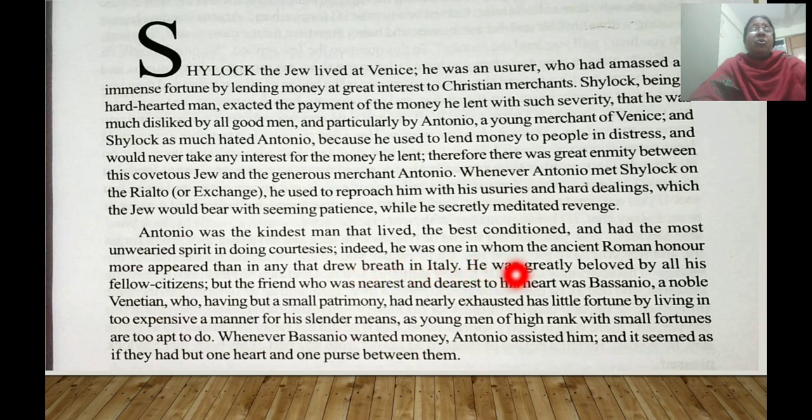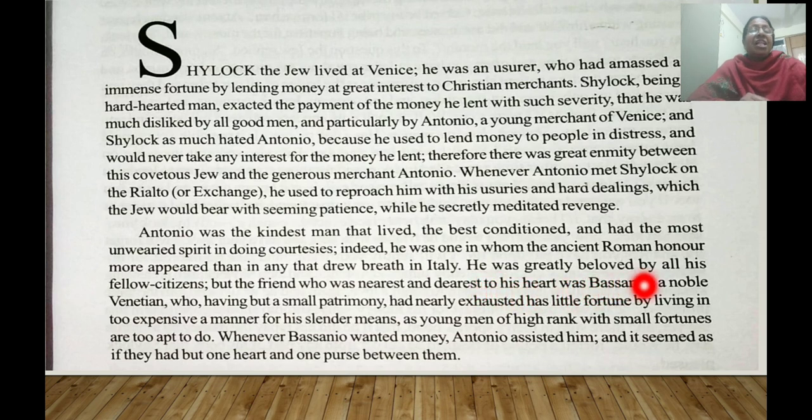Indeed, he was one in whom the ancient Roman honor more appeared than in any that drew breath in Italy. So Shakespeare says that he was one of a kind, one who had the ancient Roman honor appear in him more than in any person who ever lived in Italy. A person who ever breathed in Italy, meaning a person who ever lived in Italy. Nobody had such a lot of ancient Roman honor as this man Antonio. So Shakespeare is praising him like anything.